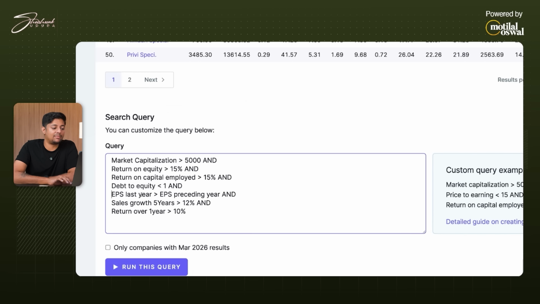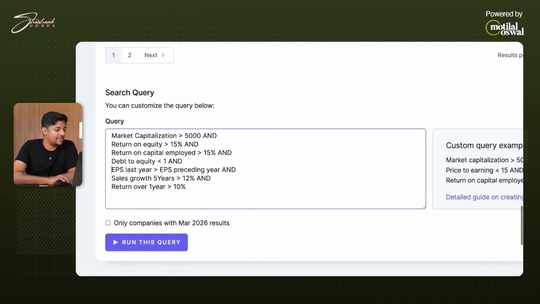EPS last year greater than EPS preceding year. Basically, EPS is growing. Sales growth last 5 years greater than 12%, not 10%. That means 12% automatically means above Nifty. If the profit grows by 12, if the sales grow by 12%, the stock will ideally grow more than 12%, hence beating your average of 12% in Nifty. Return over 1 year 10% means it has already given 10% in the last 1 year, including all these parameters.